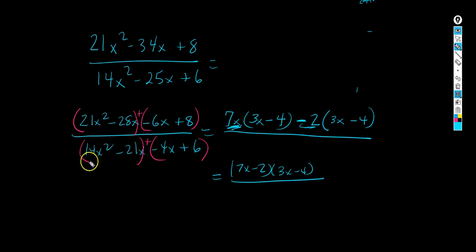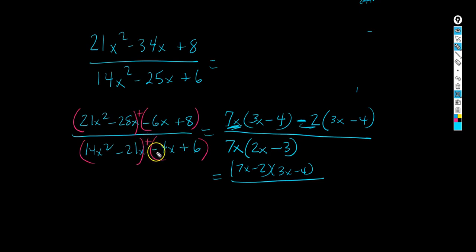Now for my denominator. 14x squared minus 21x. Well, again, 14 and 21 have a 7 in common. I'm going to take out a 7x. And 14x squared divided by 7x will leave me 2x. And negative 21x divided by 7x will leave me with a minus 3.